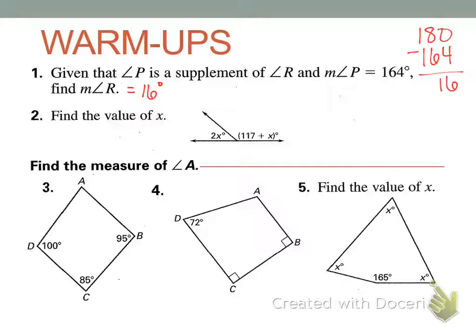Find the value of x. So in this diagram, what do we know about those two angles? Good. They make a straight line. That makes them a linear pair. Linear pairs are supplementary. So these two angles together would add up to 180. So 2x plus 117 plus x is equal to 180.